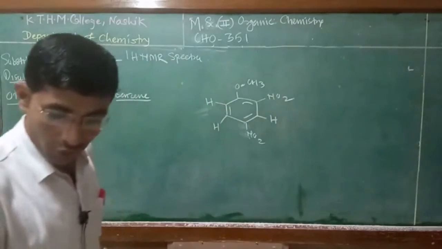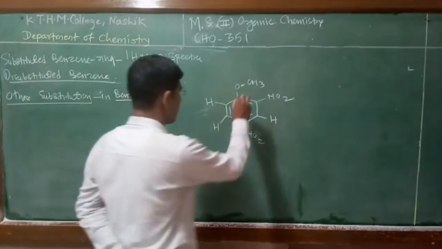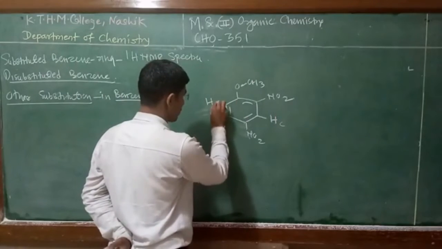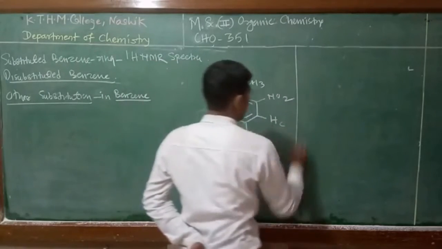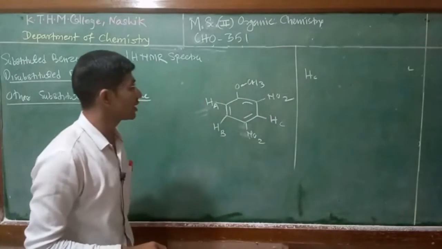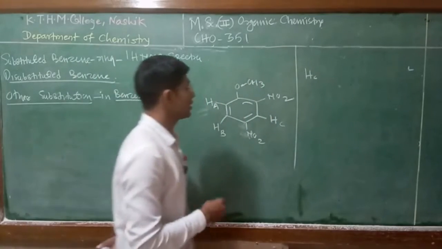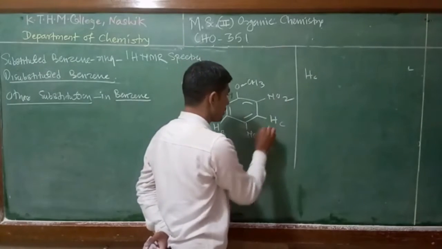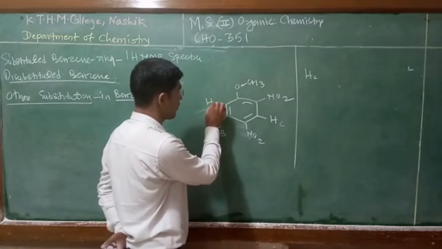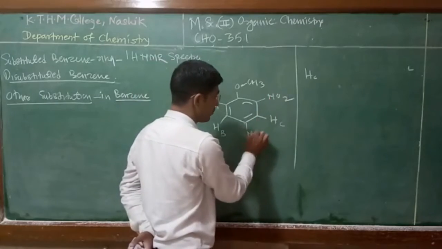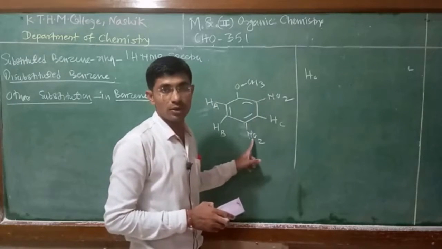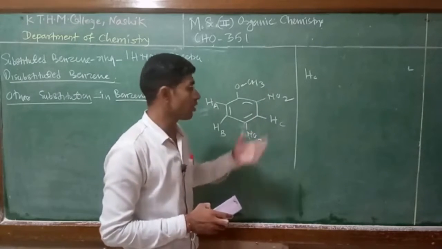So in this 2,4-dinitroanisole, this is a trisubstituted compound. In this compound, suppose this is Ha, this is Hb, and this is Hc. All the protons are chemically non-equivalent, so each proton gives a different signal here. The Hc proton is the most downfield proton as compared to Hb and Ha, because this Hc proton is present between the two nitro groups.